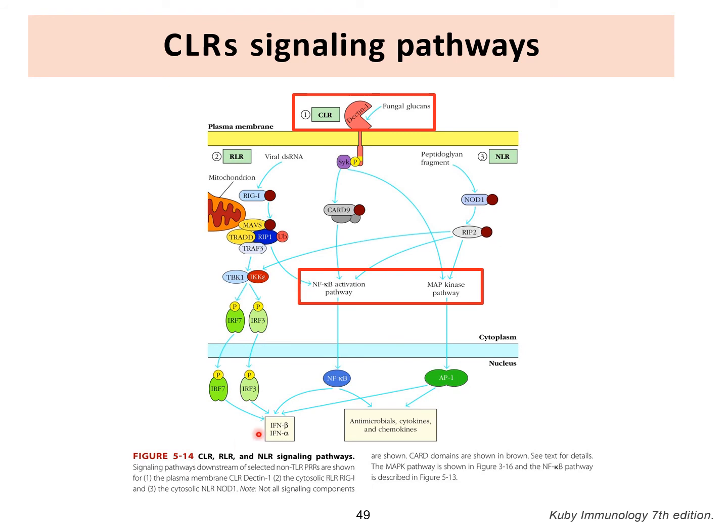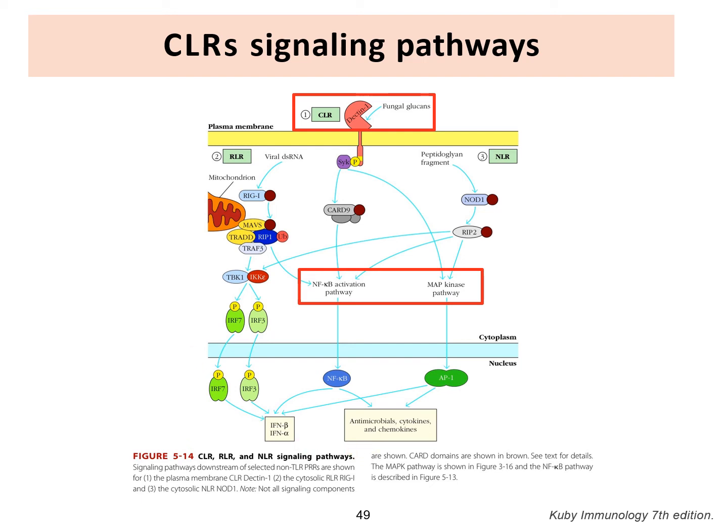And CLR signaling pathways again. So you can see CLR, fungal glucan. This is fungal glucan binding to CLR protein, and then CARD9, that is again CARD, caspase activation recruitment domain, and finally NF-kB activation pathway and MAP kinase activation pathway, leading to production of interferons and antimicrobial cytokines.